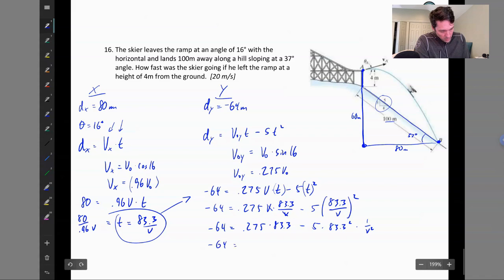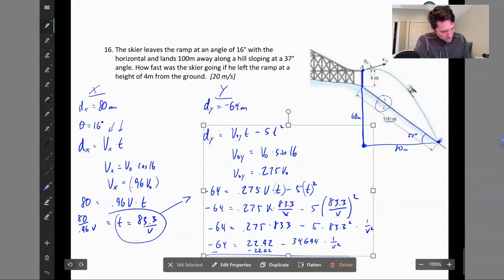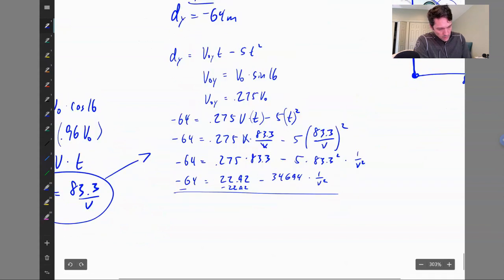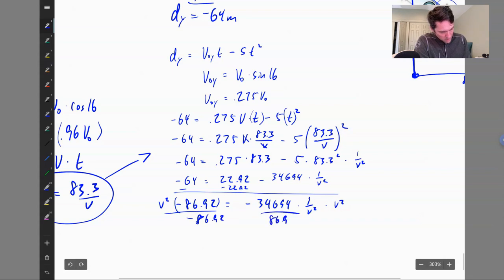So that gets me negative 64 equals 22.92 minus 34,694 over v squared. So I'll subtract 22.92 from both sides. And that gives me negative 86.92 equals negative 34,694 times 1 over v squared. I'll multiply both sides by v squared and then divide both sides by negative 86.92. And that gives me v squared equals 399, and v equals approximately 20 meters per second.